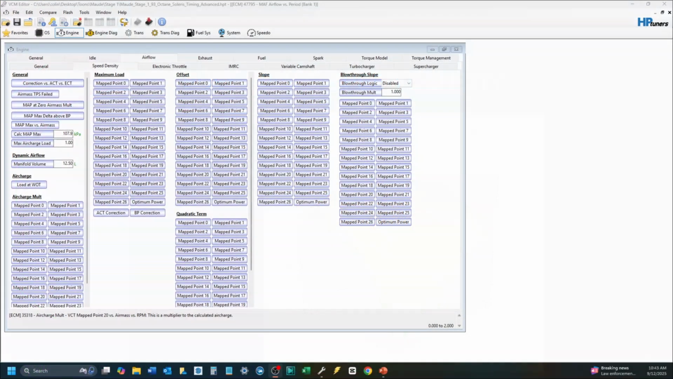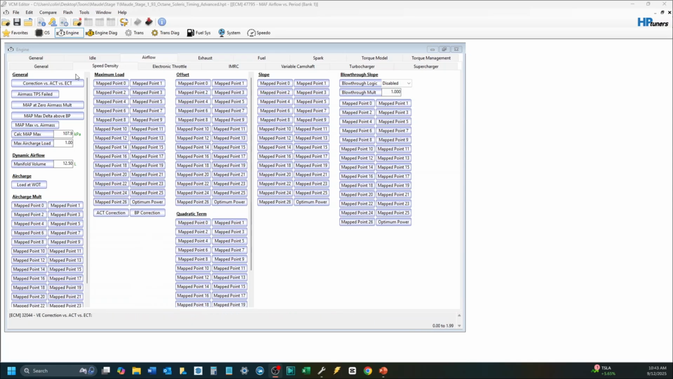Because we're dealing with an S650, let's look at our model here. If you go to airflow, you can go to this tab, speed density, and you see a whole bunch of weird stuff. And not only that, but the concept of blow through, which is a whole other thing. So I'm actually going to suggest to you, don't worry about this yet. We're going to get deep into the detail on all of this.